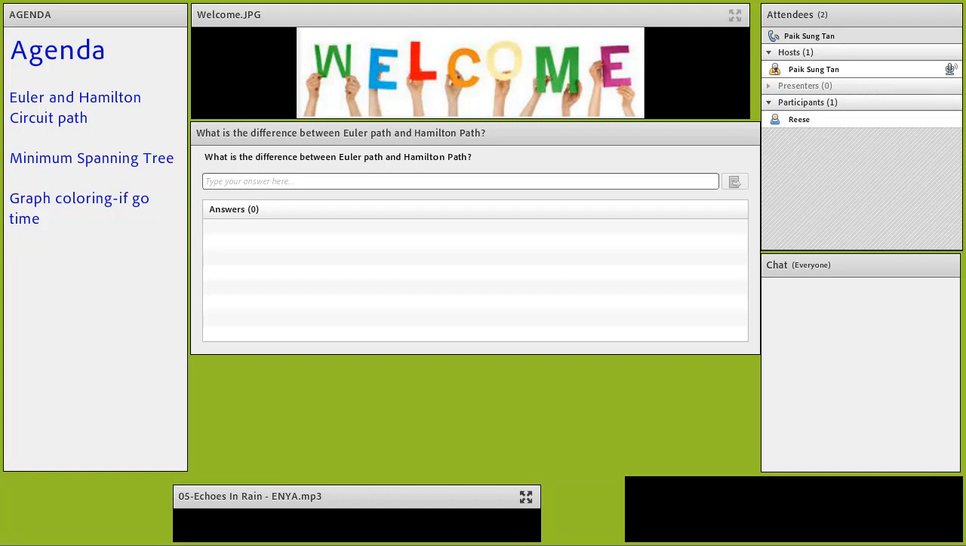Please take a moment to input your idea about the warm-up questions. What is the difference between Euler path and Hamilton path?